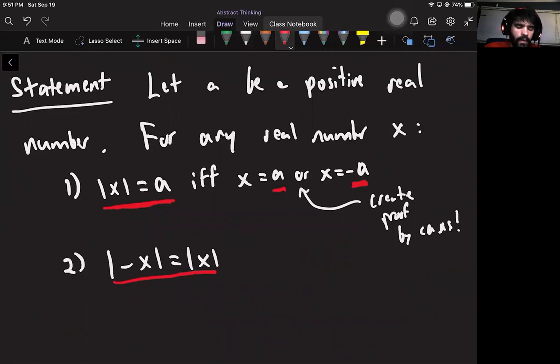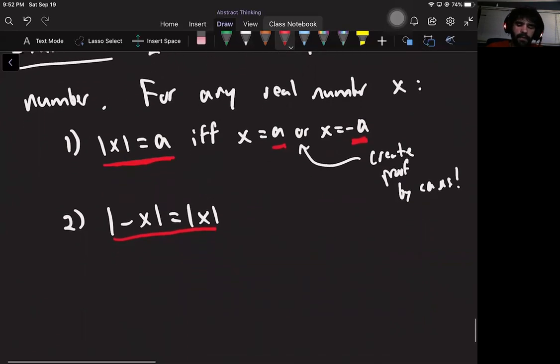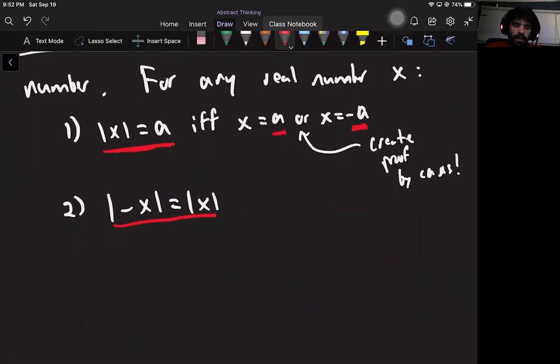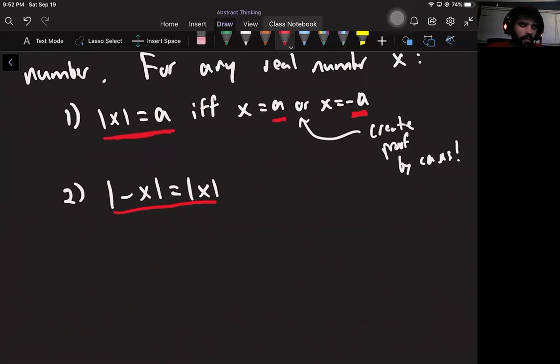And this is sort of saying the same thing. The first one is also sort of saying that you can't have two different numbers with the same size. It's only going to be the same size, same absolute value, if it's the positive or negative version of that number. But any other number is going to be a different absolute value. Okay, so let's go ahead and prove.